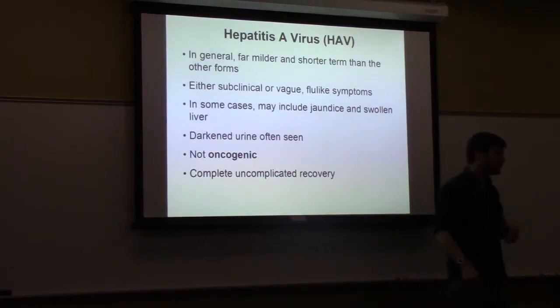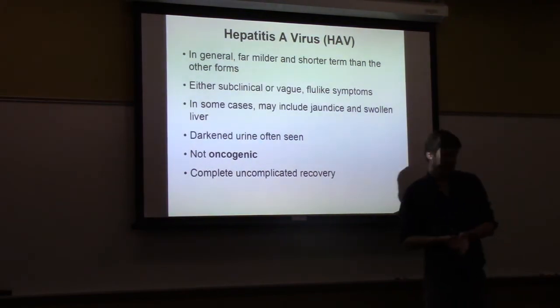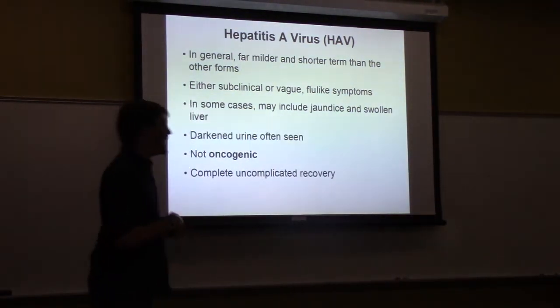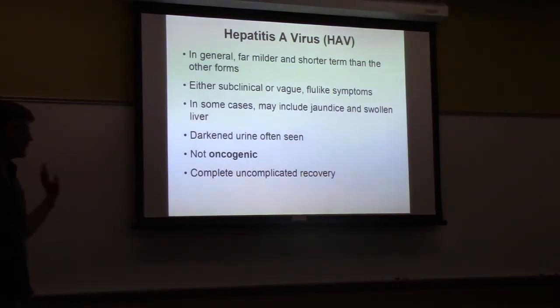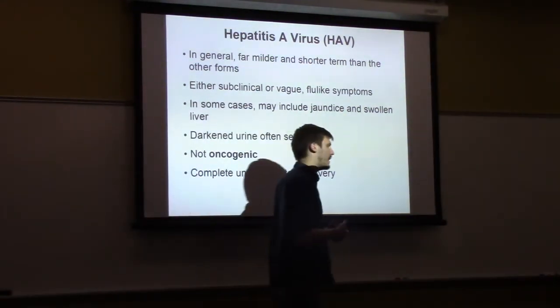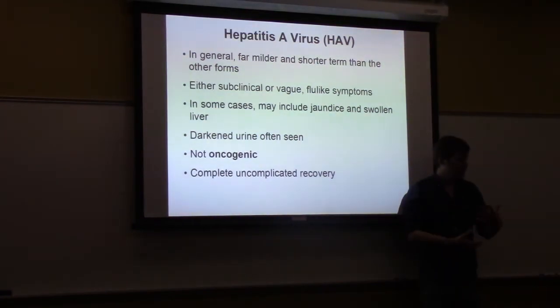It causes flu-like symptoms with a severely swollen liver, a lot of pain and aches, and dark coffee-colored urine. Okay? That's usually the sign that you have hepatitis A. This lasts for 2 weeks and then spontaneously recovers and you're fine. Okay? It's not life-threatening. I think it only has like a less than 1% mortality rate. And it is not oncogenic, which means it does not change the liver in any way, does not make it cancerous or anything like that.